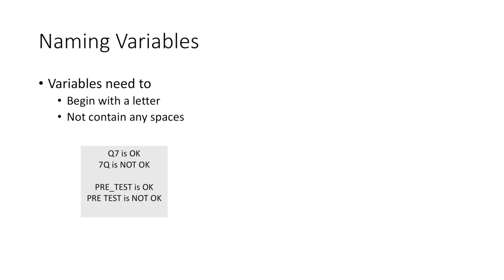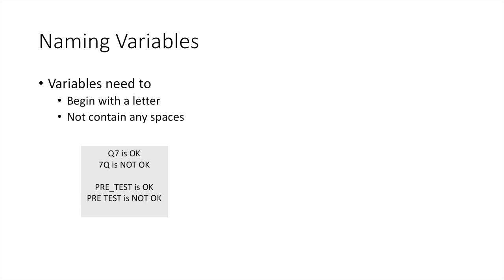Okay, so a quick thing about variables. When you name your variables, they need to begin with a letter and they can't contain any spaces. So Q7 is okay, but 7Q is not. Pre_test is okay. Pre-space test is not okay. So just some rules there. SPSS will freak out on you and say you can't continue. It's a computer system, not a human, so it doesn't understand that when I say 7Q, I mean Q7. It's very literal. It has to start with a letter, and it can't contain any spaces.